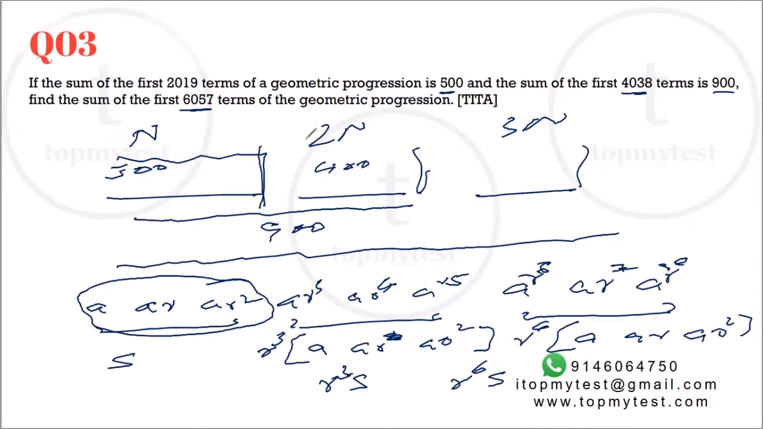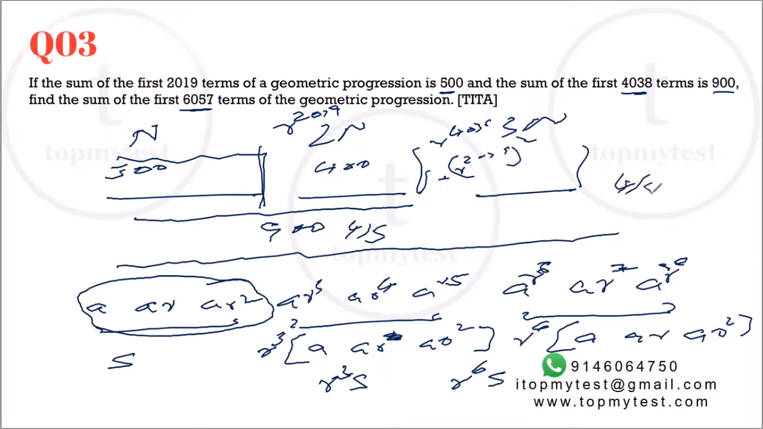If I extend it the same way, so if this is n, this will be r to the power 2019, and this will be r to the power 4038, which is same as r to the power 2019 square. So whatever is the multiplier for this sum, the same will be the multiplier for this. Now from 500 it has become 400, so it has become 4/5 of the previous sum. So the last sum will be 4/5 of the previous sum.